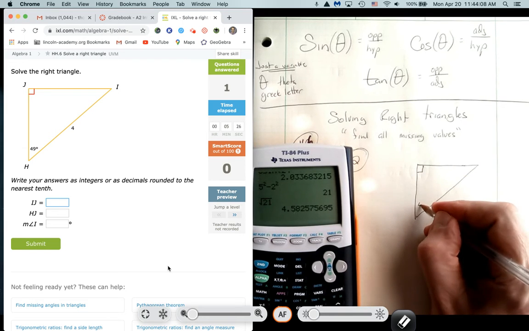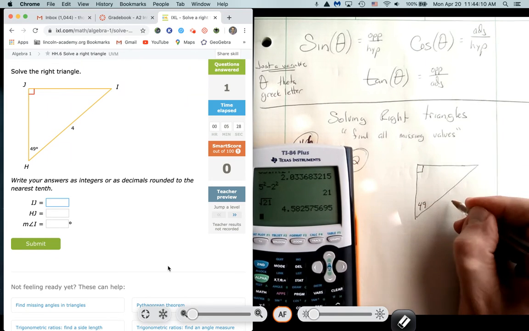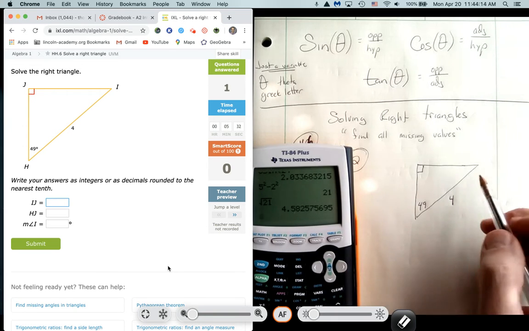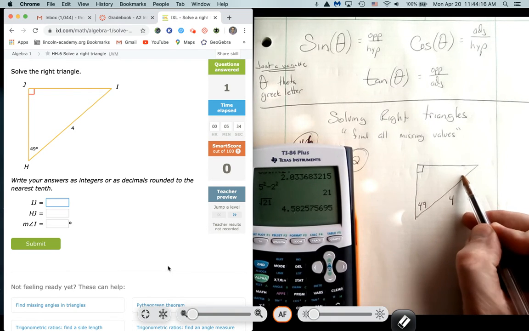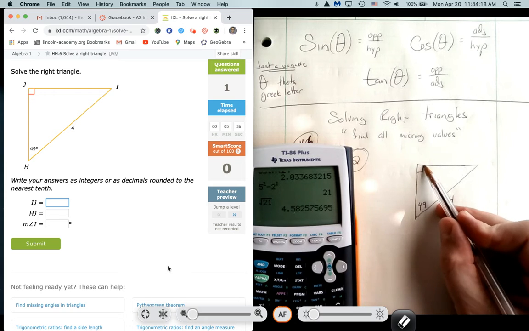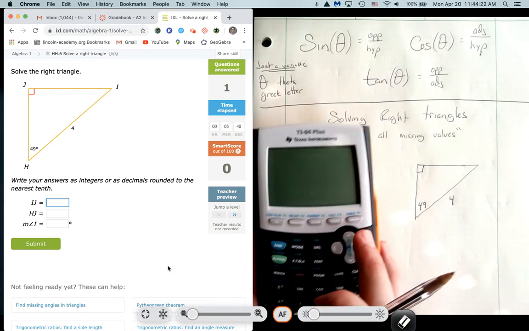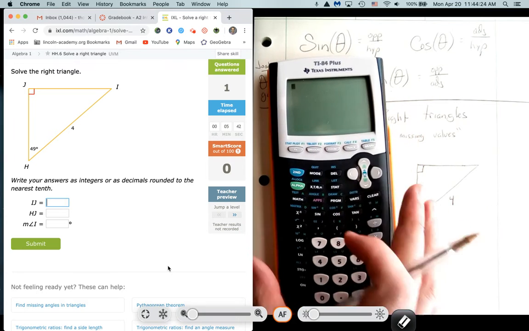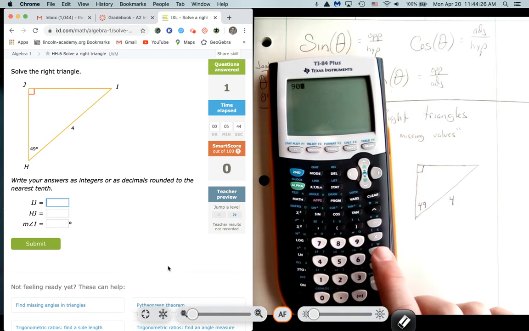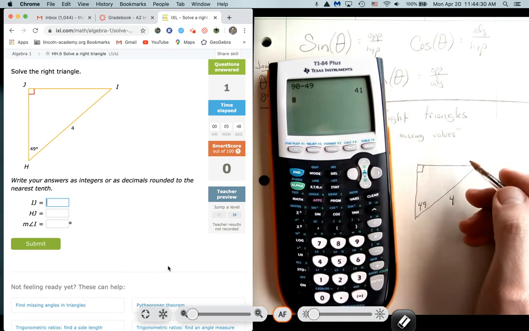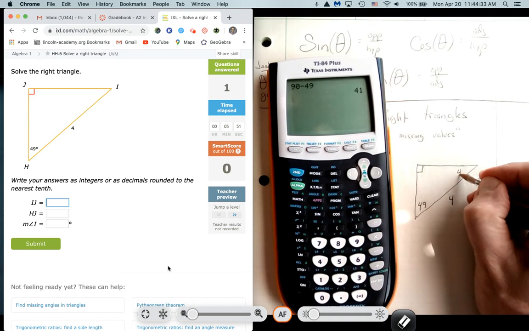I know this is 49 degrees, and I know this side length is 4. Now I'm going to find all the other missing sides. First of all, this angle is going to be fairly simple because, again, if this is 90, these two must add up to 90. So I'm going to take 90 minus this 49 to find that other angle. This angle measures 41.